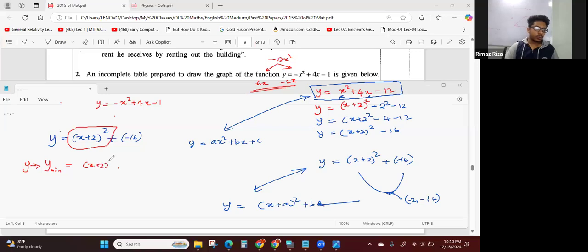x plus 2 squared is minimum, and minus 16. When this is minimum only, y will be minimum. Because the y does not depend on anything else, it depends on x. x is only here. So therefore, y will be minimum only in here.